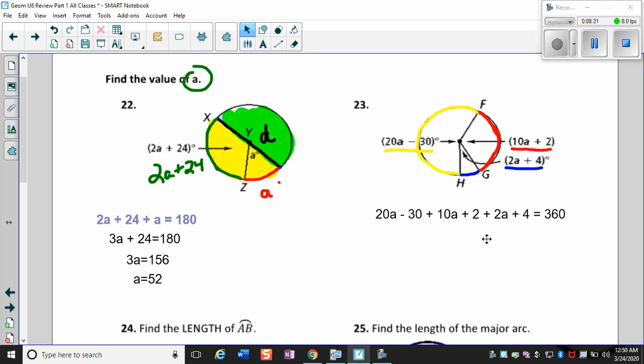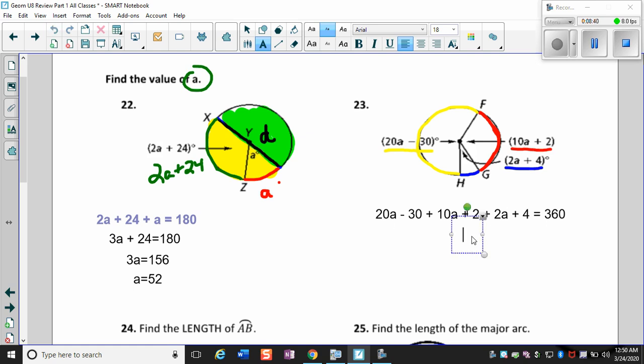Combining like terms, once you take this 20a and this 10a and this 2a, we should end up with 32a. Then we're going to take this negative 30 and then plus this 2 and then plus this 4. We're going to end up with negative 24. And that all equals 360.